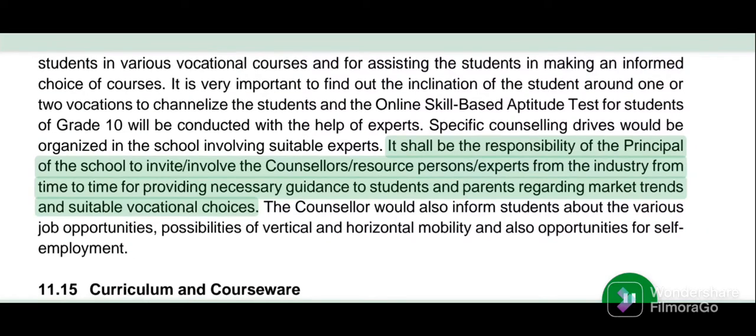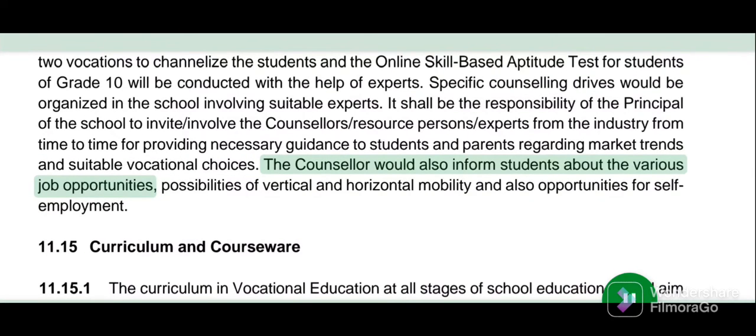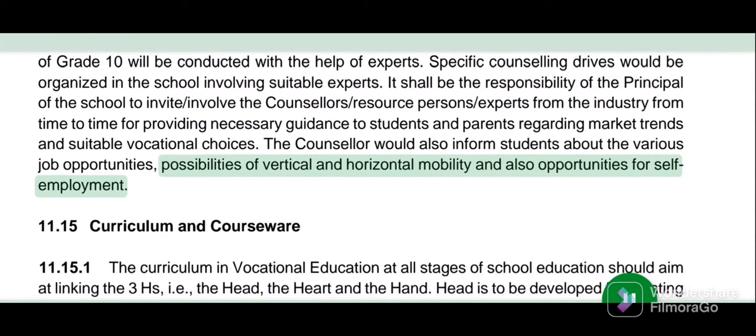It shall be the responsibility of the principal of the school to involve the council as resource persons, experts from the industry from time to time for providing necessary guidance to students and parents regarding market trends and suitable vocational choices. The counselor would also inform students about the various job opportunities, possibilities of vertical and horizontal mobility, and also opportunities for self-employment.